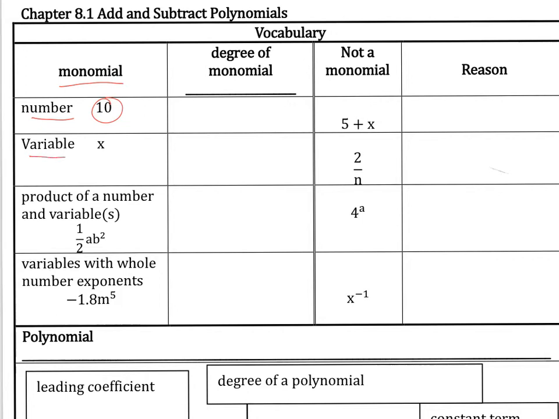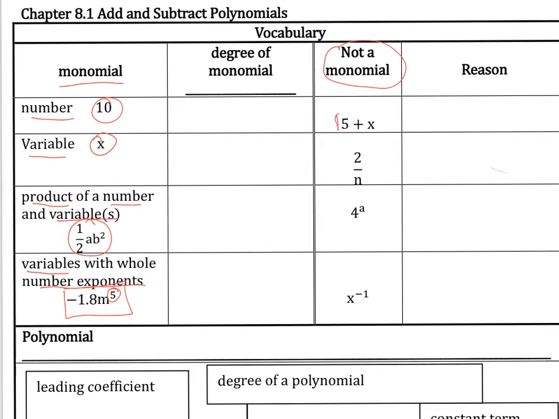Any variable, one-term variable, will also be considered a monomial. The product of a number and a variable or variables is also considered a monomial. So half times a times b squared. Variables with whole number exponents are also considered a monomial. Okay, let's look at examples when it's not a monomial.